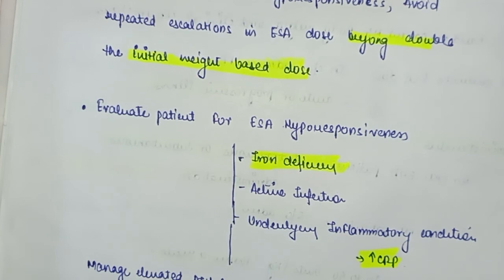So try to evaluate the patient for ESA hyporesponsiveness and correct the nutritional deficiencies. Vitamin B12, folate and iron are nutrients in which patients are commonly deficient. Treat the underlying infection or inflammatory conditions, and also check for adherence.